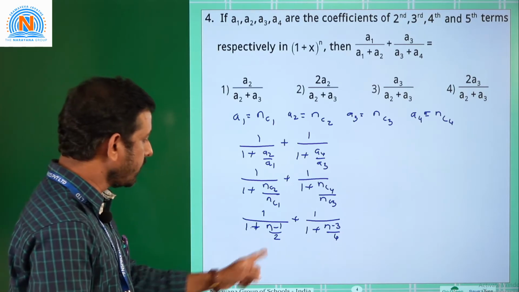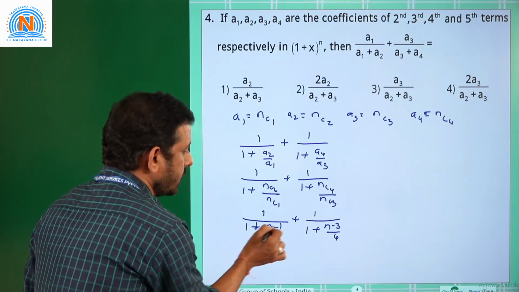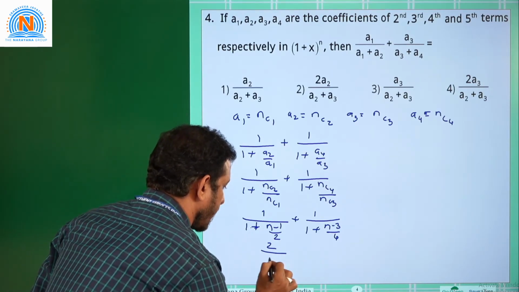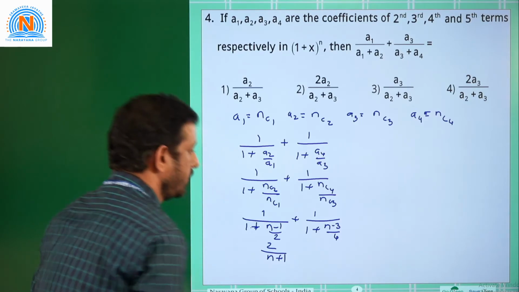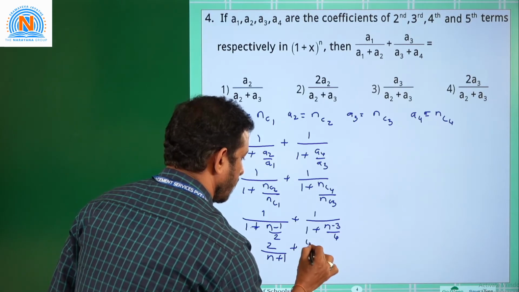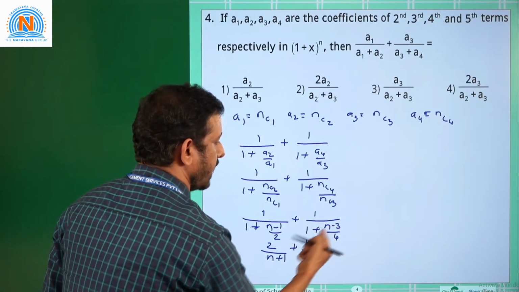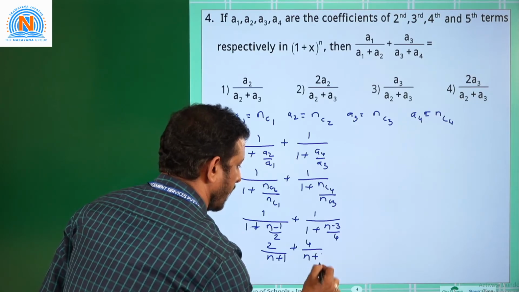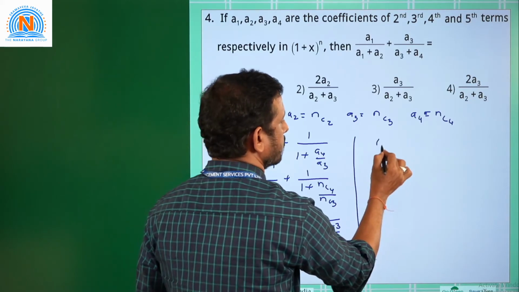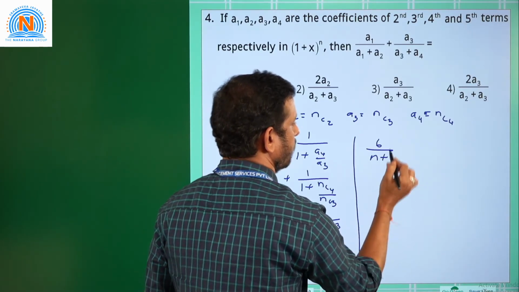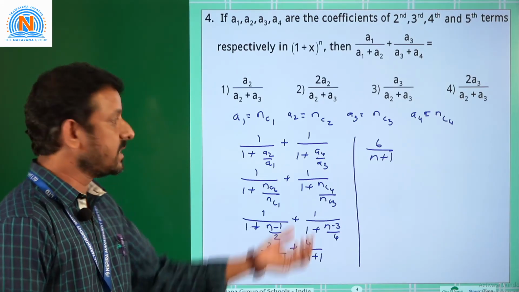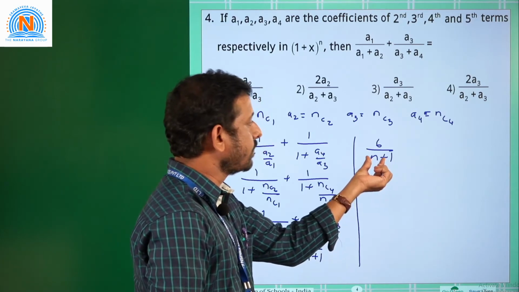When we simplify this, we get 2 plus n minus 1, which means n plus 1, and in the numerator 2, so 2 by (n plus 1). Similarly here, this 4 goes in the numerator, therefore it is 4 by 4 plus n minus 3, which means n plus 1. Adding, we get 6 by (n plus 1). But do we have this in the options? No. Now you have to check from the options for which one you get 6 by (n plus 1).